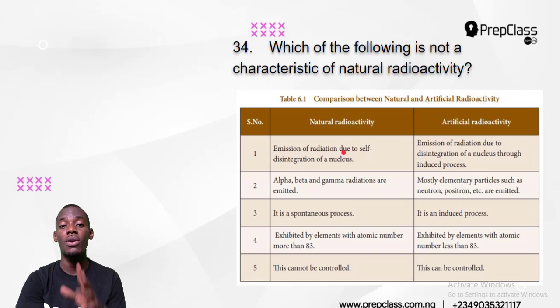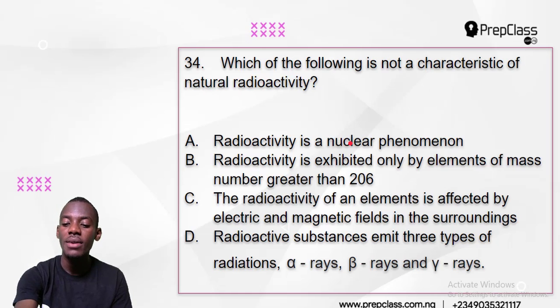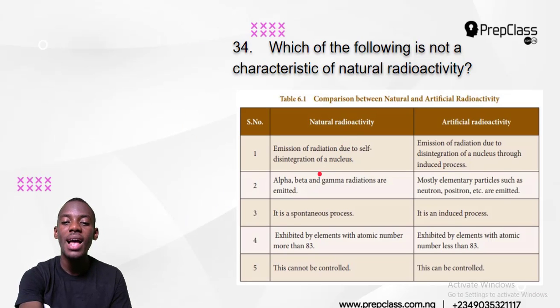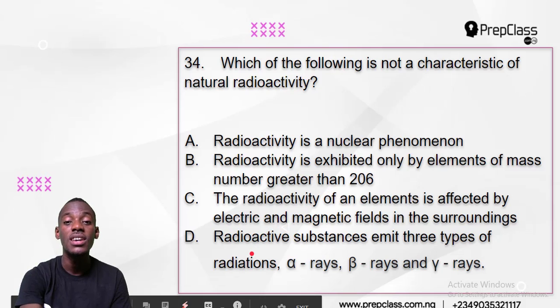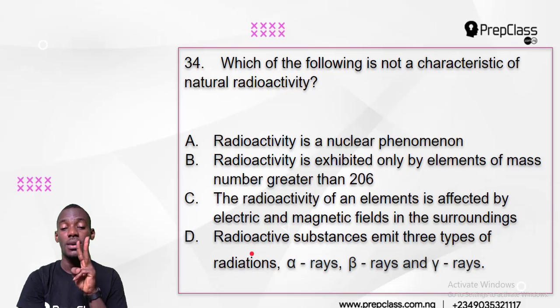That makes option A correct. And all radioactivity is nuclear, so that's natural. Then that means option 1 is correct. Now this next one is that alpha, beta, and gamma radiation are emitted, and that's what you have as option D. It is also correct. In natural radioactivity, you have 3 radiations: alpha, beta, and gamma.